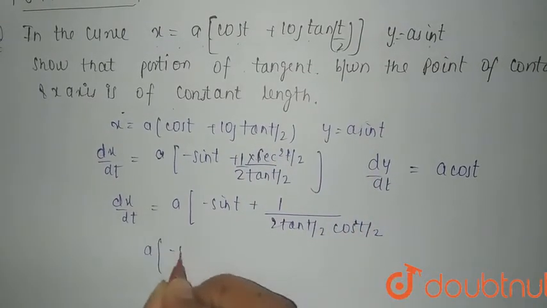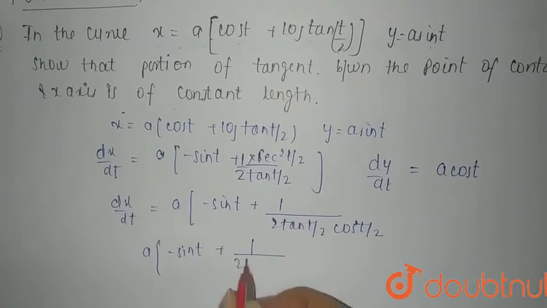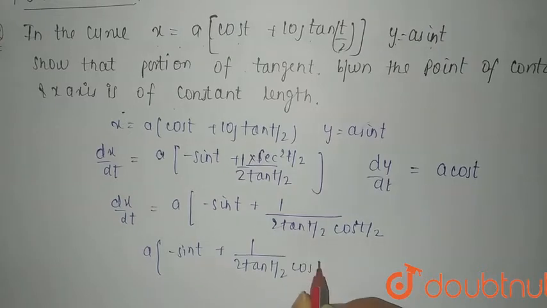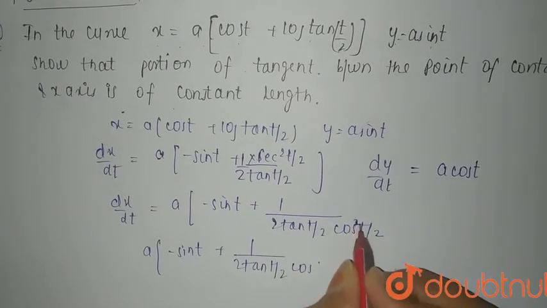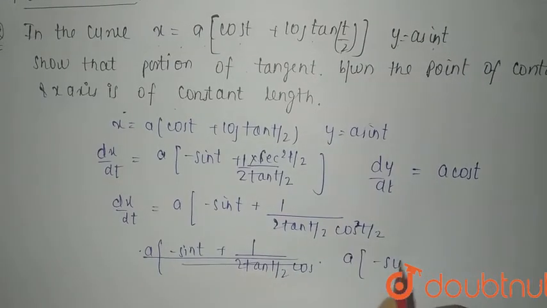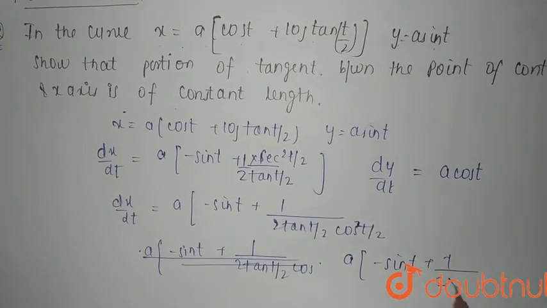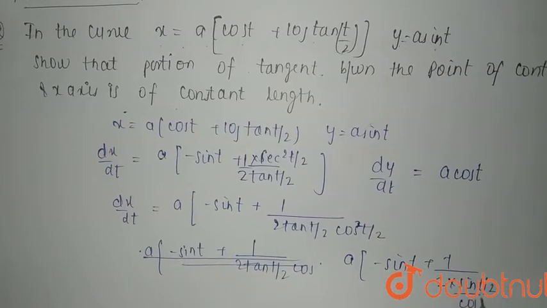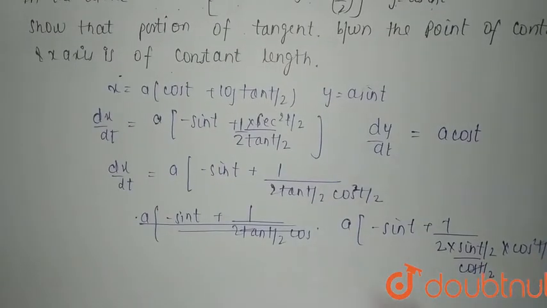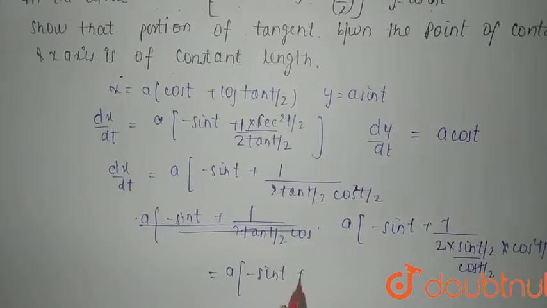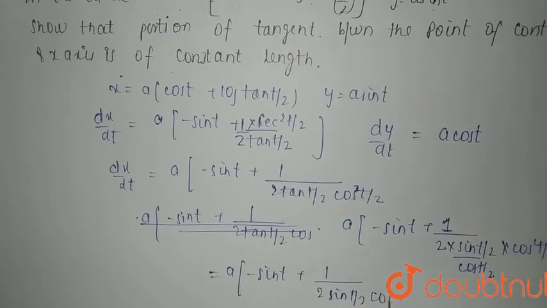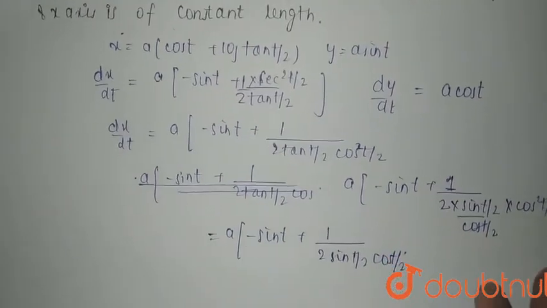Now I can say that a times minus sin t plus 1 upon, this can be written as 2 tan(t/2) cos square(t/2). Tan(t/2) can be written as sin(t/2) divided by cos(t/2), into cos square(t/2). As you know, that cancels. So we are left with a times minus sin t plus 1 upon 2 sin(t/2) cos(t/2). So you are left with this.